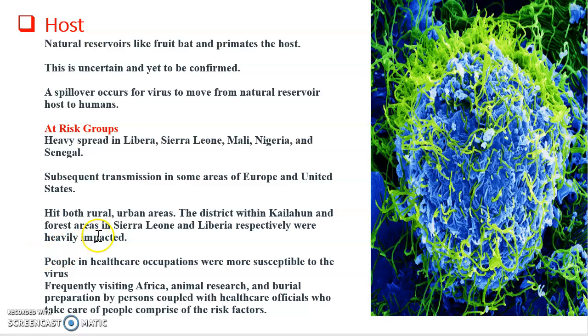As far as the host is concerned, it is well known that the natural reservoir hosts are the fruit bat and primates. However, there's still some level of uncertainty to confirm this. When a spillover occurs, the virus moves from the natural reservoir host to humans.